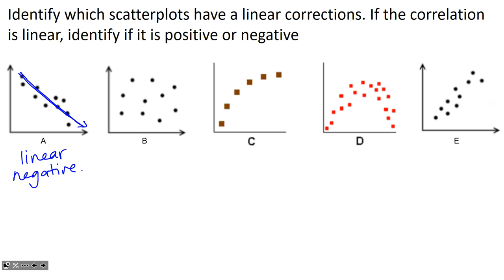Letter B, the points are all over the place. They're randomly scattered. I don't really know which way to draw my line. So remember, we say that this is weak, or you could say no correlation. Letter C, these are all on a really perfect relationship. I could draw one line through all those points, but it's not a straight line. So this is what we call non-linear.